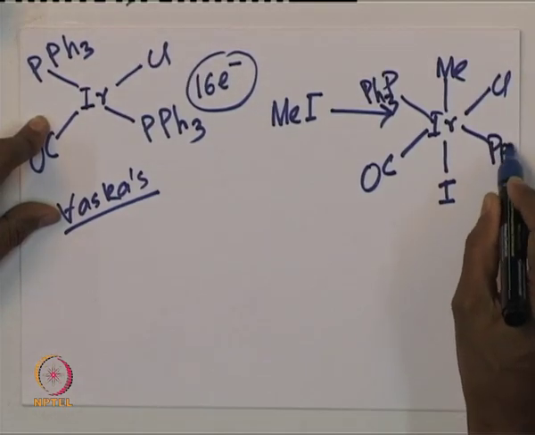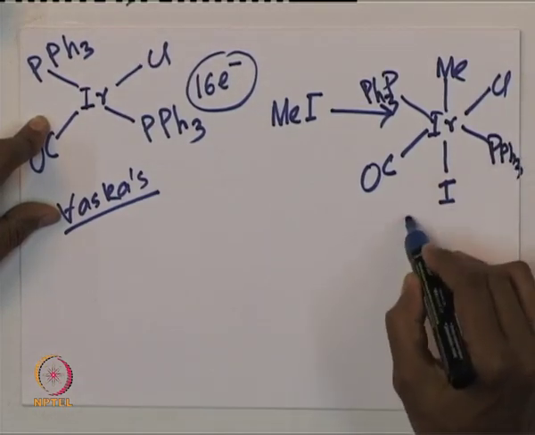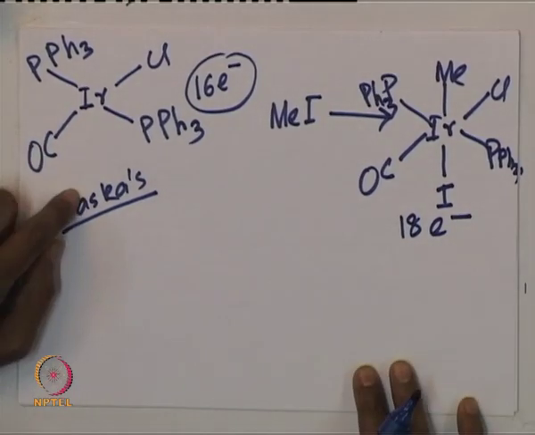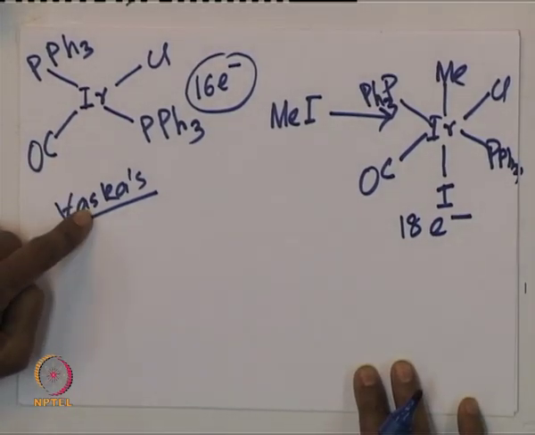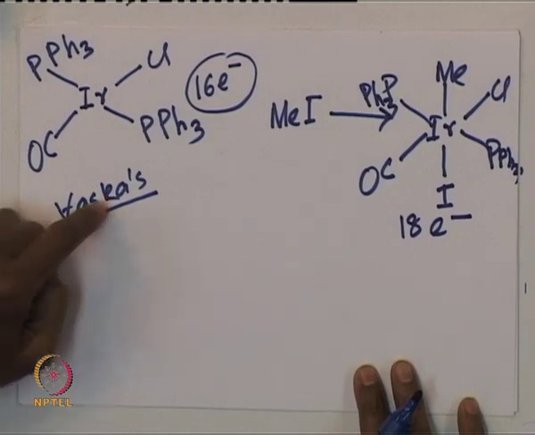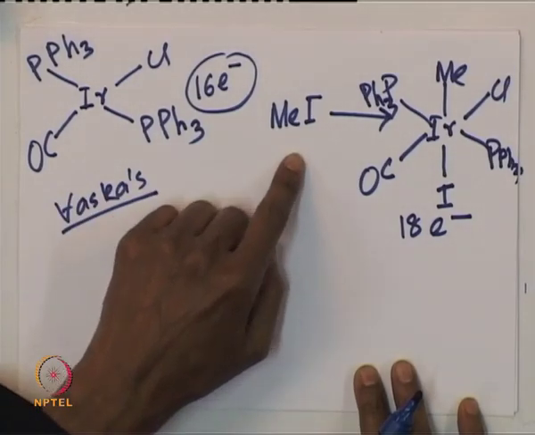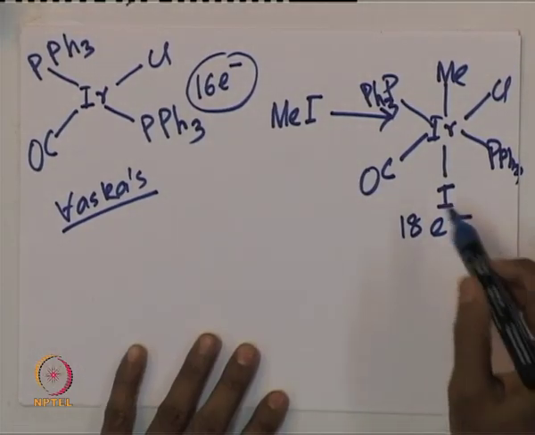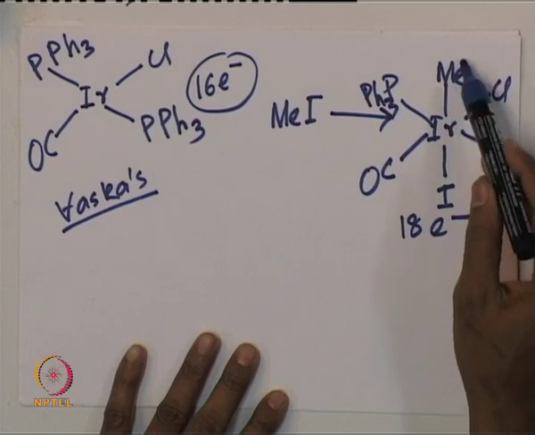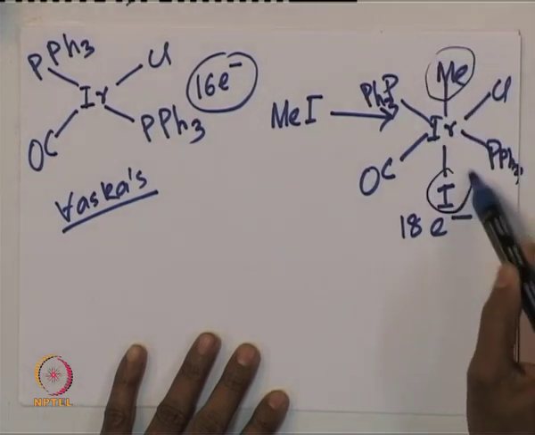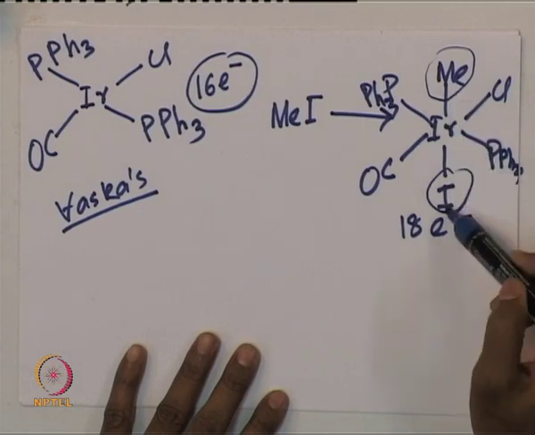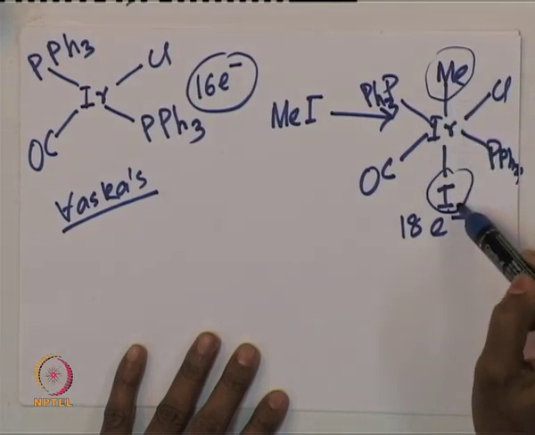Now, this species overall will again have an 18 electron count. Now, the Vaska's complex, which is a 16 electron species, reacts with methyl iodide to give the 18 electron species. A few things are to be noted. First of all, you can see the trans addition, where methyl is on the trans side of the iodide, right.